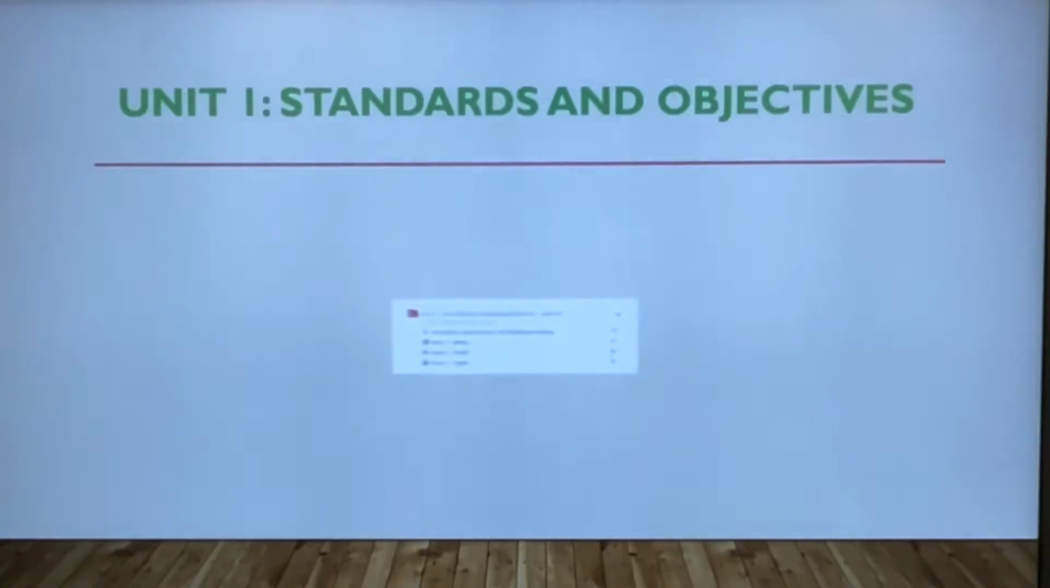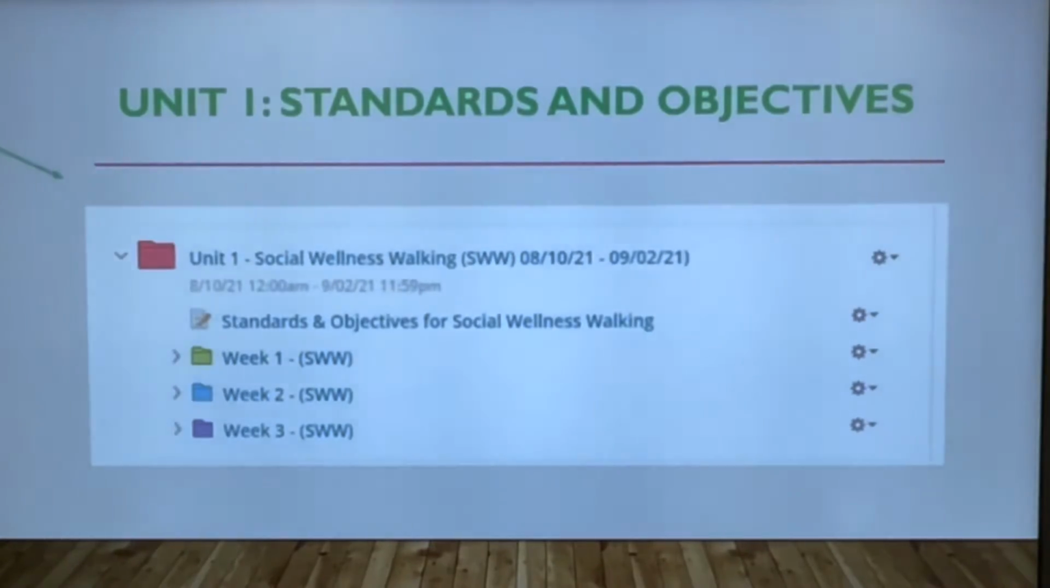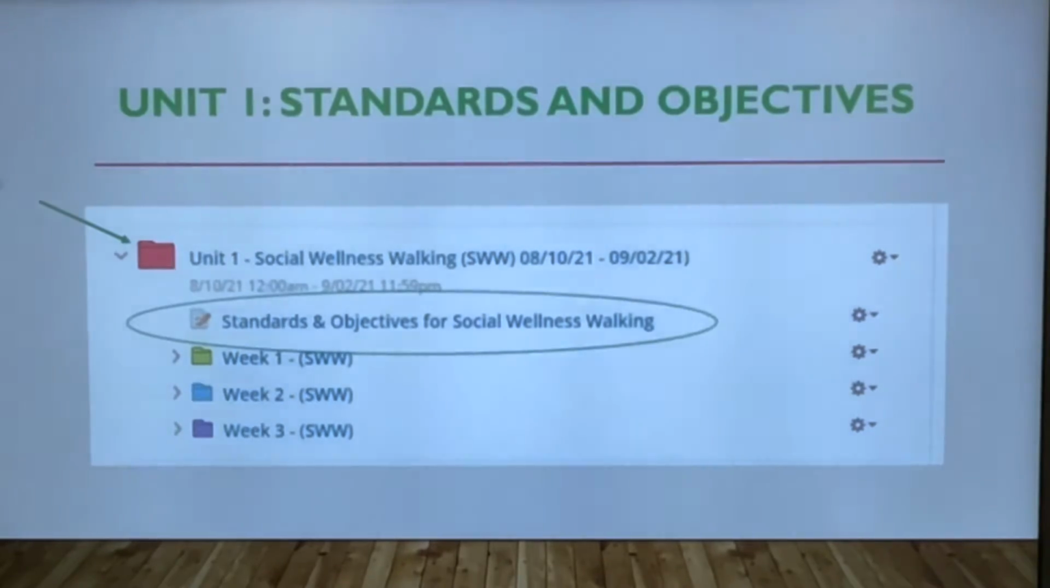Unit 1 Standards and Objectives. The standards and objectives are housed in the Unit 1 Social Wellness Walking folder, as well as the work for Week 1, Week 2, and Week 3.